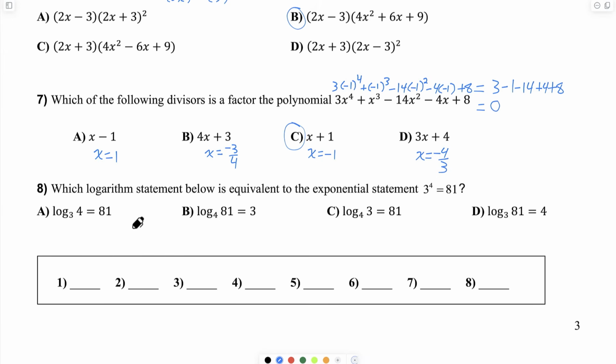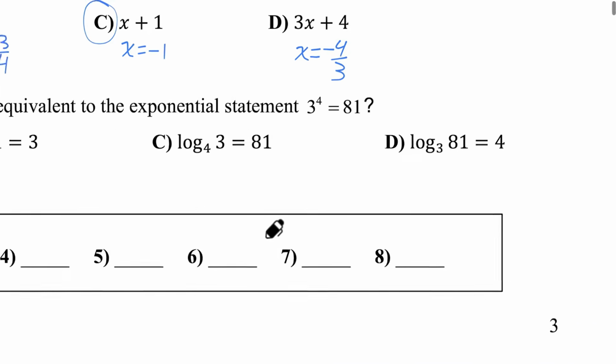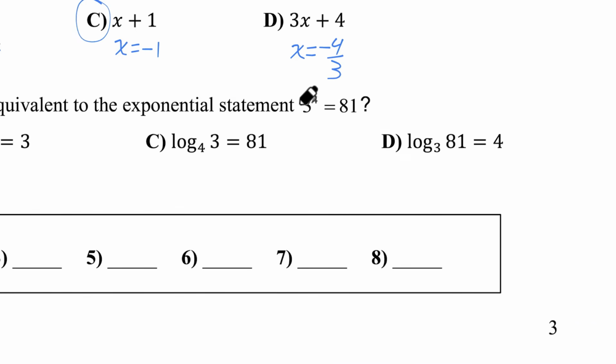Number 8, which logarithm statement below is equivalent to the exponential statement 3 to the 4 equals 81? Well, I know a logarithm is a way of finding an exponent. So I know the exponent 4 is going to be the answer to the logarithm. So I know log of some base and some argument is going to be equal to 4. I take the base of the power and I make that the base of the logarithm, which means that 81 is going to be the argument of the logarithm.